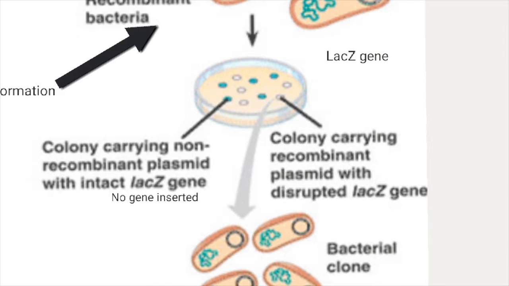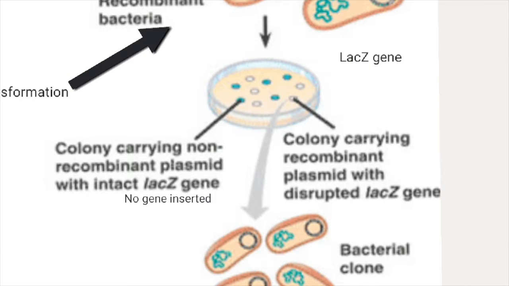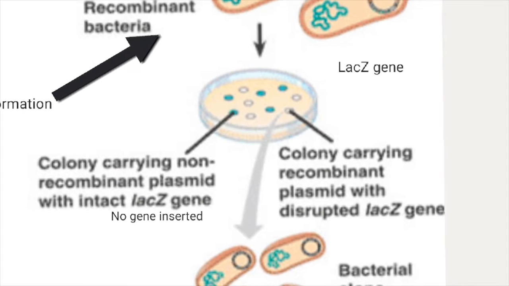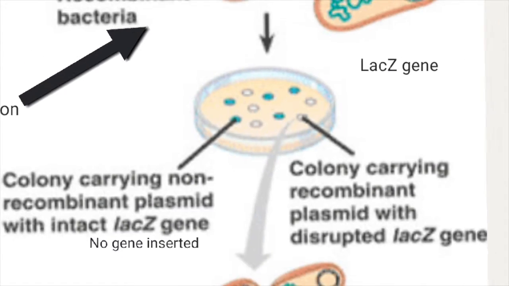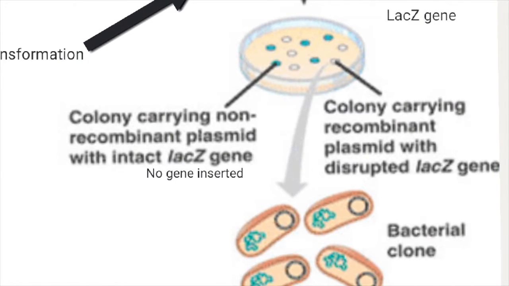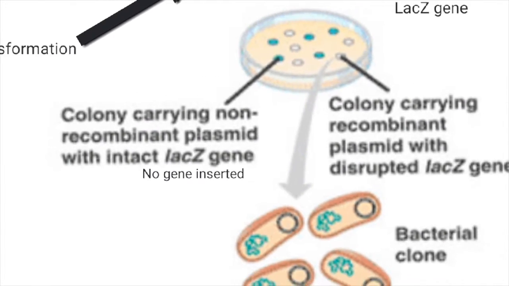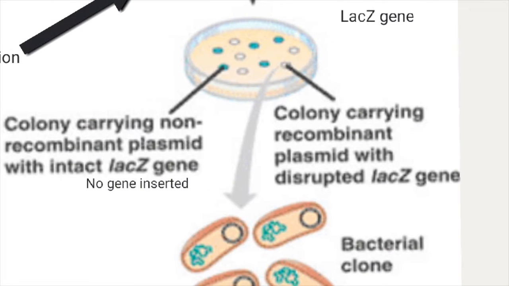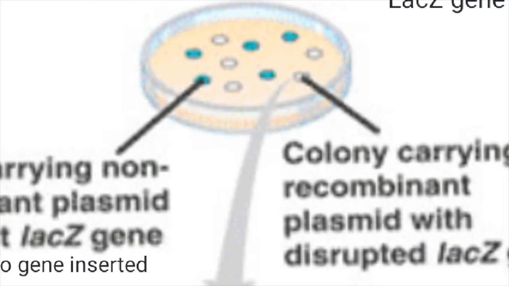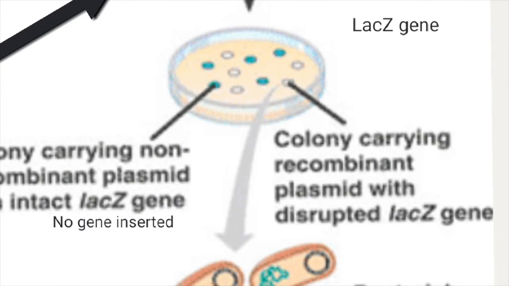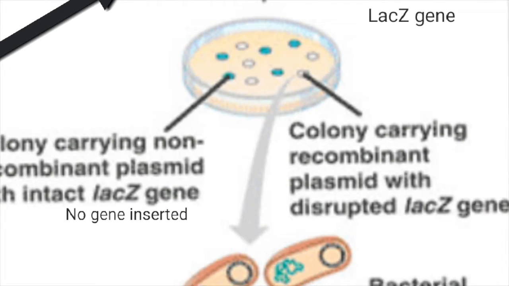This is because the bacteria that grow on petri dishes with ampicillin contain either recombinant DNA or only plasmid. The blue bacterial colonies contain the LAC-Z gene, which means that no gene is inserted into them, which means that the ones that are white in color, the white colonies, are the ones with the recombinant DNA.